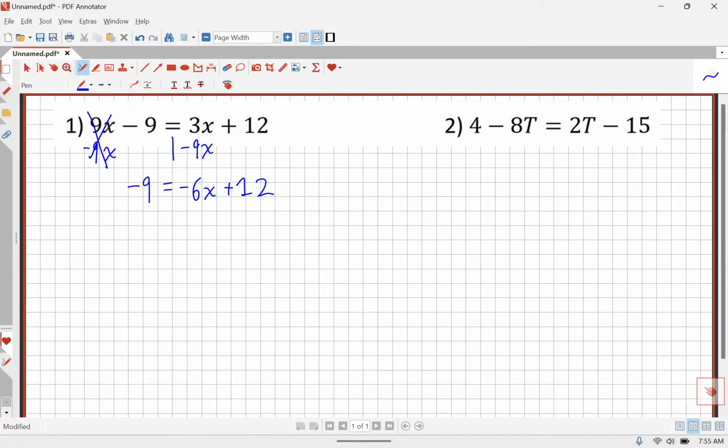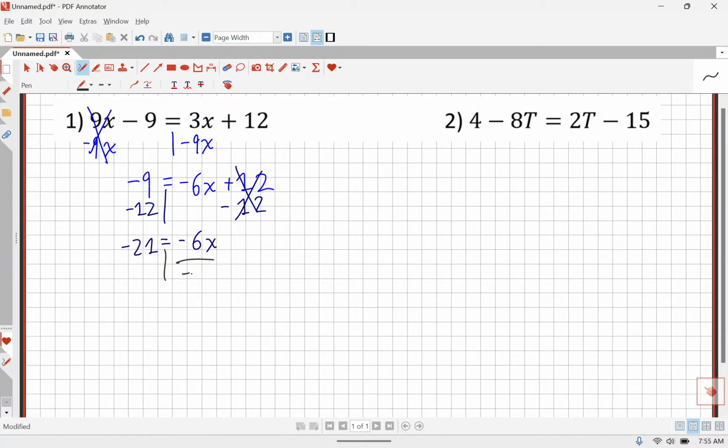Now, that's a two-step equation, and we're pretty good with those. Yvonne, how would I solve that two-step equation? Yeah, subtract 12 from both sides. Negative 9 minus 12 is negative 21. Negative 21 equals negative 6x. And then take it home, Yvonne. What's the last step here? Yeah. Is that 3.5? So x equals 3.5 or 3.5 equals x.